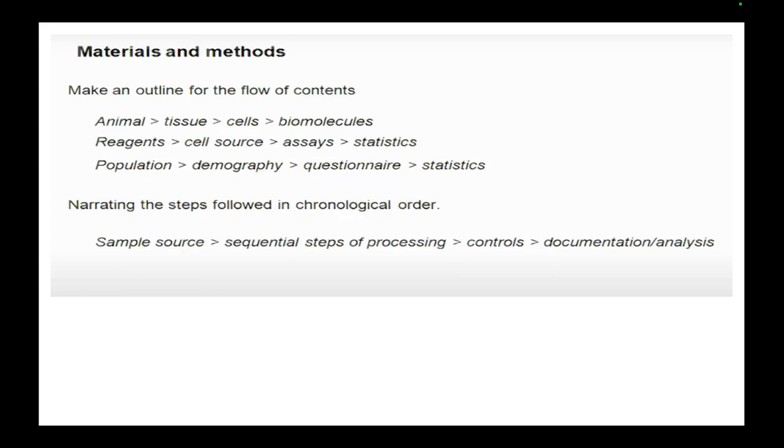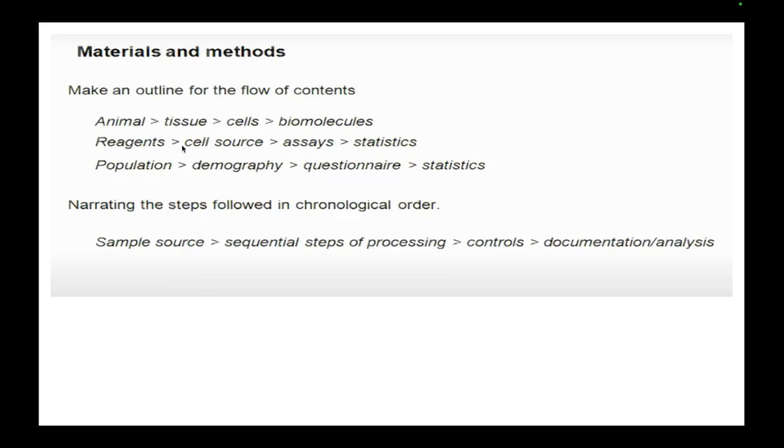Now, writing your methods and materials section. For example, if you are using some biomolecules, and these biomolecules were isolated from cells, the cells from tissues, and the tissue from animals, you start writing with the animal. For example, you write the strain, say SD. Then you write the name of the tissue that was isolated from the rat using a surgical procedure, and from this tissue the cells were isolated. This method was used to isolate this biomolecule. So you have to proceed in this sequence.